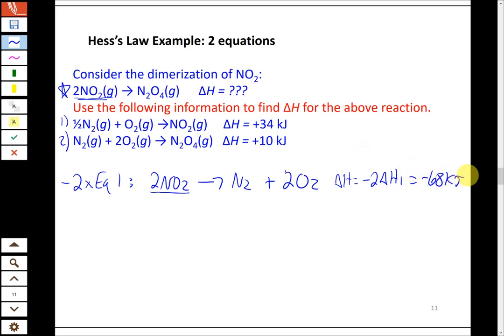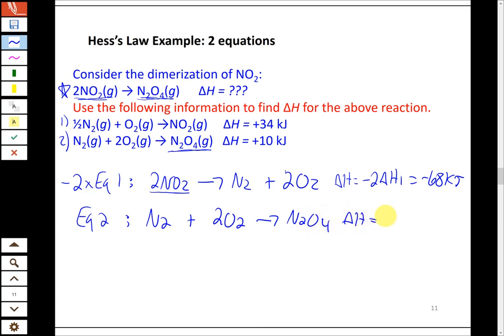All right, and then if we look at what's left, we need to have N2O4, with a coefficient of 1, as the product, and this second equation already has that. It already has 1 N2O4 as a product. So we're not going to do anything to the second equation, because if we just keep it as is, that's going to leave N2O4 on the product side with the right coefficient already. So for equation 2, we're going to do nothing. We're just going to keep it the same, and that's just going to be N2 plus 2O2 going to N2O4. Because we didn't change anything, delta H is exactly what's given to us, plus 10.